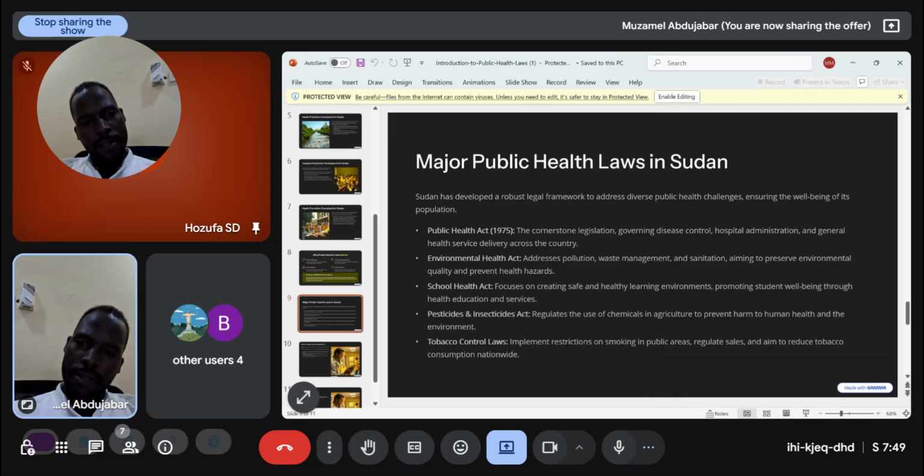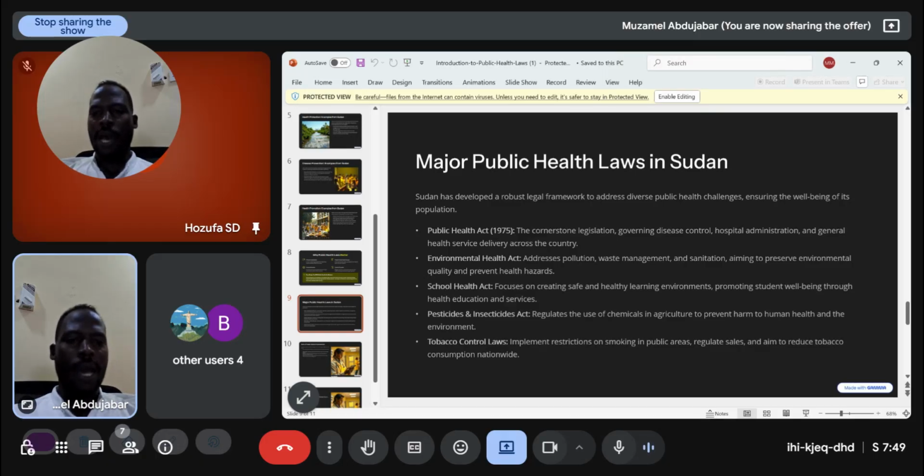Fifth, the Pesticide and Insecticide Act regulates the use of chemicals in agriculture to prevent harm to human health and the environment. Last is the tobacco control law.